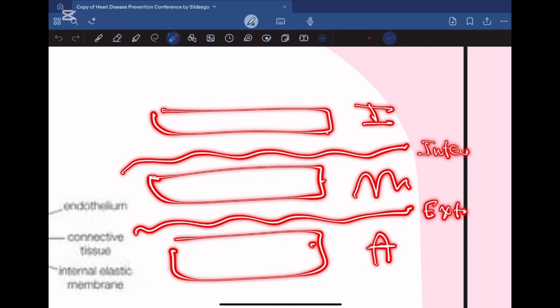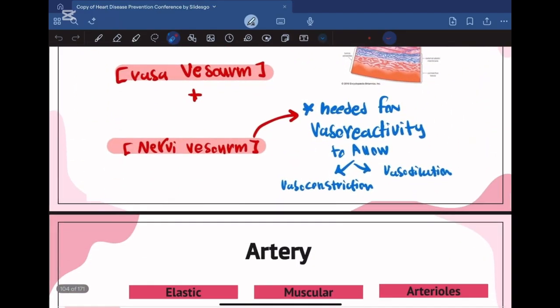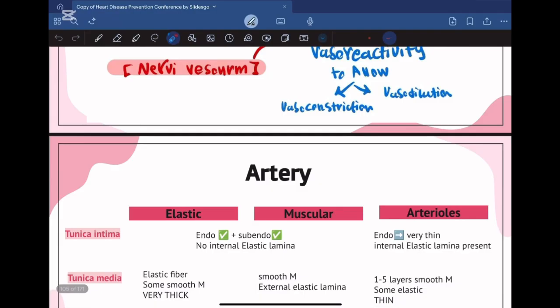So between the media and the adventitia, what's the thing that separates them? External elastic lamina. And between the intima and media, internal elastic lamina. Very important, very very important. So you understand what very important means.